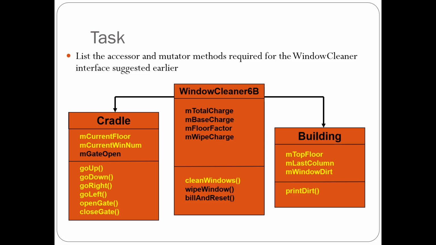So, looking at what we've done before, have a look at the setup that we've just had for the three-class system, and list the accessor and mutator methods for our new window cleaner interface. Just pause the video, have a couple of minutes and see what you get.